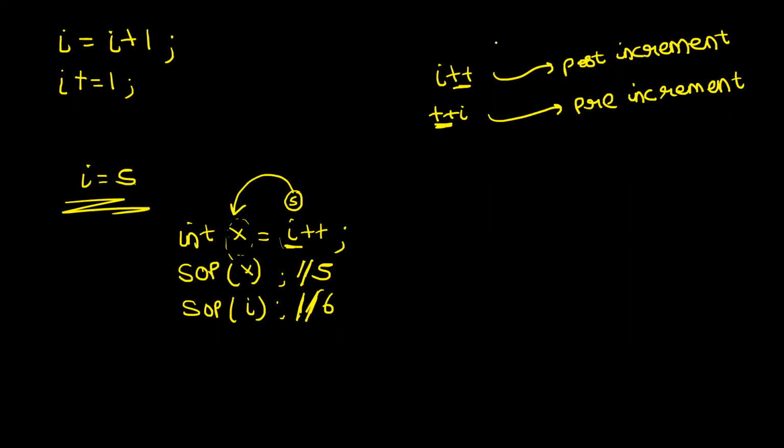I'm just saying this once in Hindi: whatever the value of i was, which was 5, assign that value to x, and after that increase the value of i. Whatever was the value of i, assign that value of i to the variable x. Use that value of i and assign it to the variable x. And once you have used this value of i, then increase the value of i by 1.